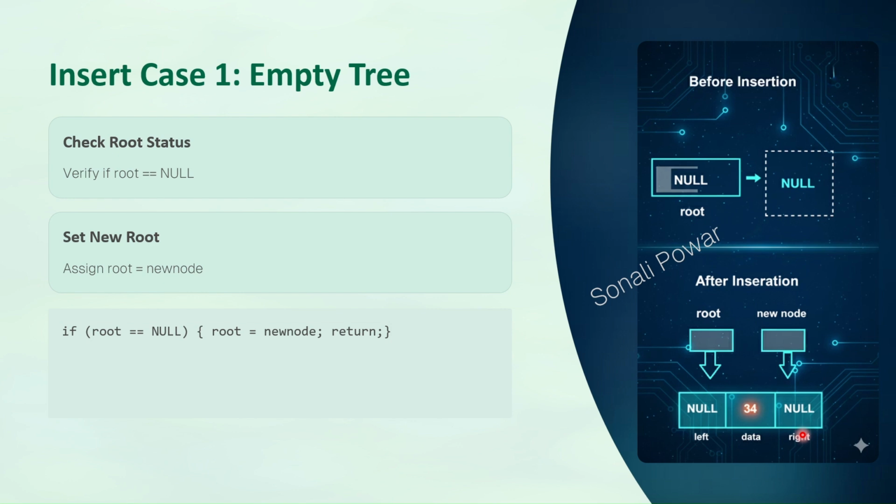So how can I write such a thing in the C language? For this, I will say: if root equal to null, which means compare the value of the root. If it is null, then I will say root equal to new node, which means make the new node the root, and after that return to the calling function. So like that you can handle case number 1.